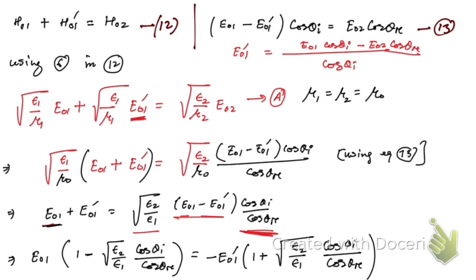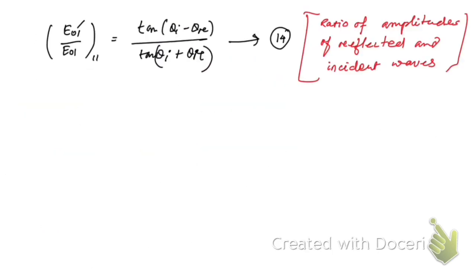Now this also can be written this way. If you divide each term by this, then it can be written in this way. Just give me a second. So E01 minus this one divided by cos theta I. Okay, so let us use this value here. Then using 13 in equation number A.